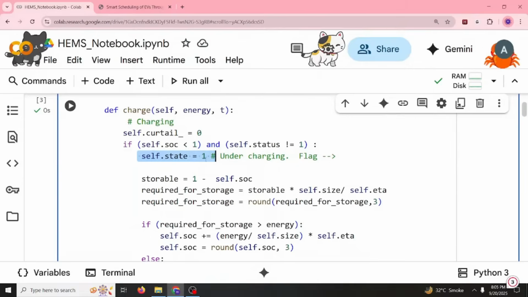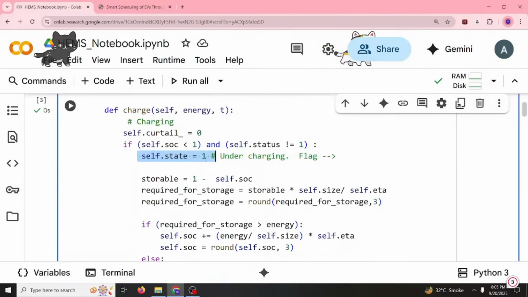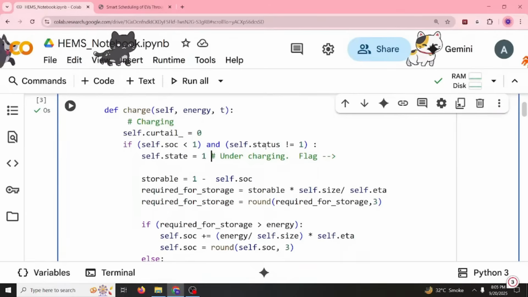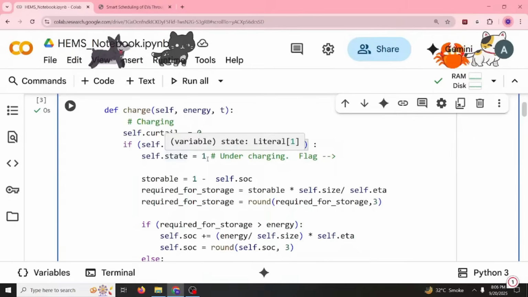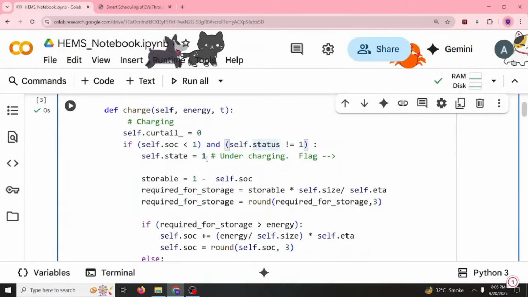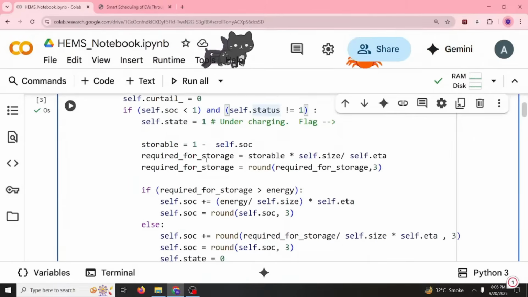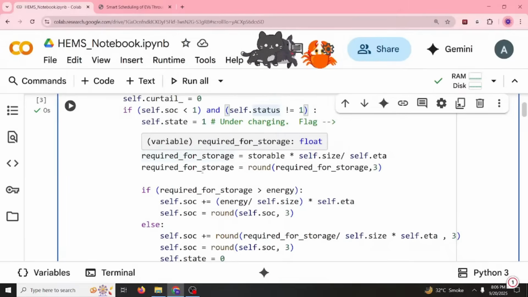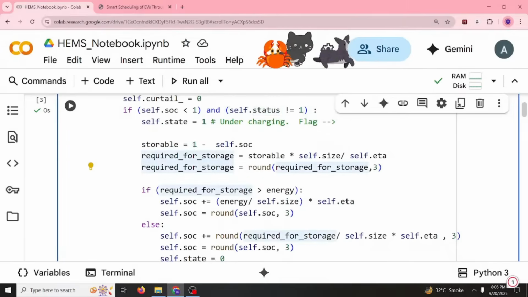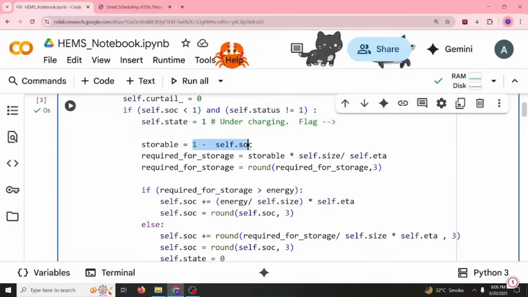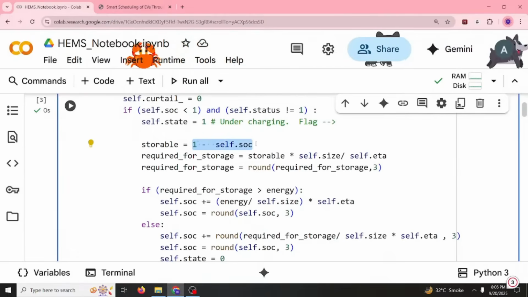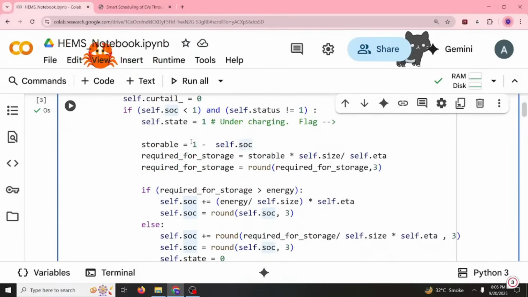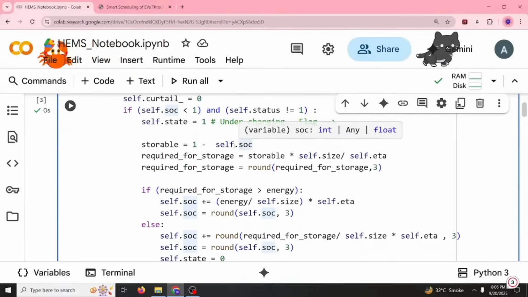Because if a battery is under charge, that is state 1, it may not discharge if it is not full. So status tells us whether the battery is under charging or discharging. What we do further is assess the amount for which we have to charge the battery.